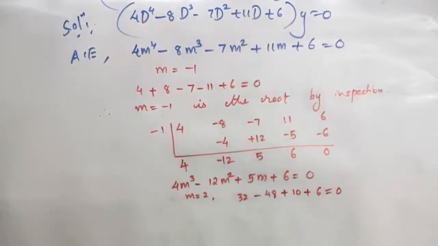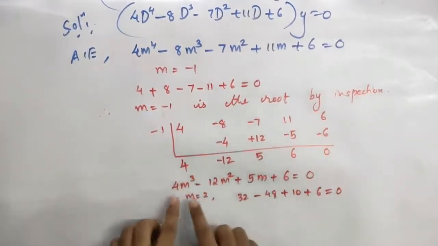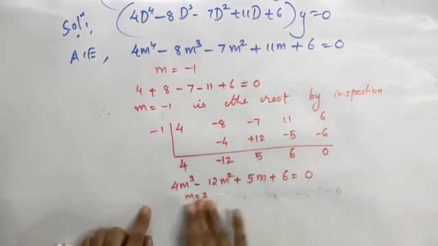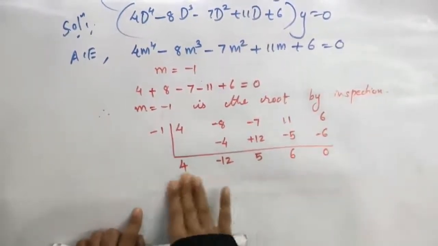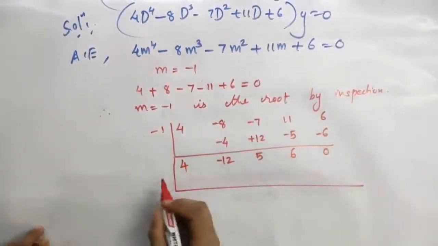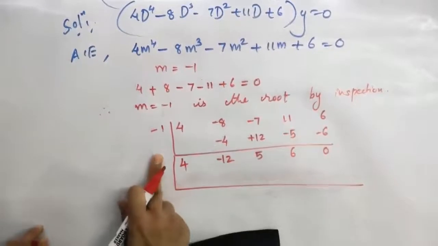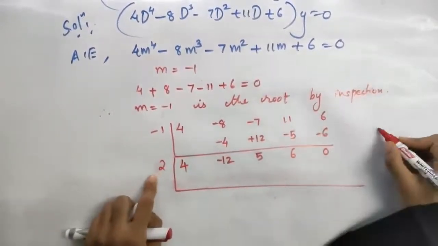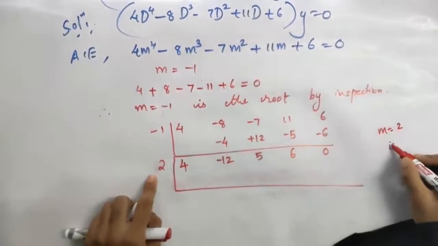So what I will do is, instead of writing this equation, I will once again take the same coefficients. Anyway these coefficients are already written here, so I'm going to directly divide it by 2. Just see, you can do it here itself, no need to take another one. So m is equal to 2, I have got the root. So we'll write 2 over here. By inspection, m is equal to 2 is a root.